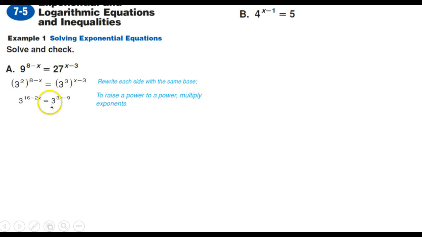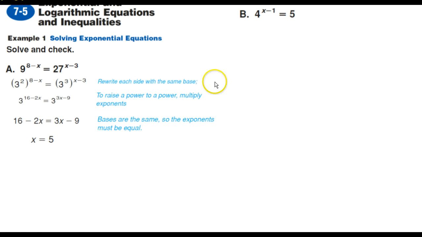Okay, now that we have same bases, that step was to raise a power to a power, multiply exponents. That's the I to I multiply. Now that we have same bases, what we can do is just pretty much write 16 minus 2x equals 3x minus 9. When the bases are the same, the exponents have to be equal. In order for that to be mathematically equal, then this expression has to equal this, right? For 3 to be 3. Or you could take the log of both sides, which does the inverse function. Now it's a simple algebra problem. Solving for x, we get x equals 5.